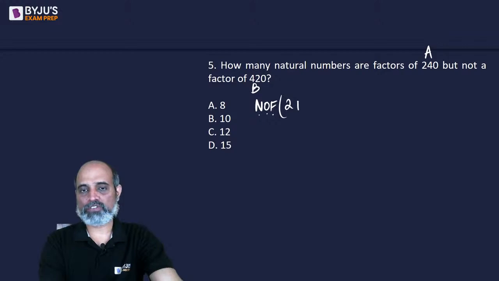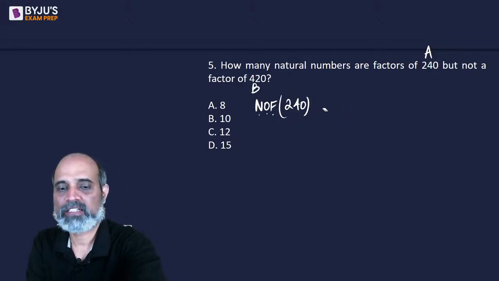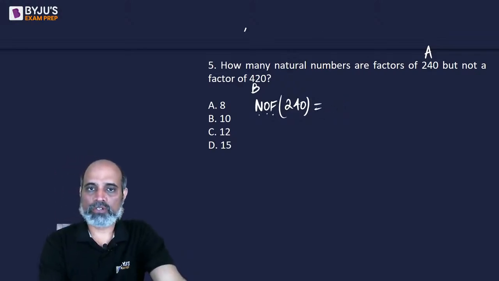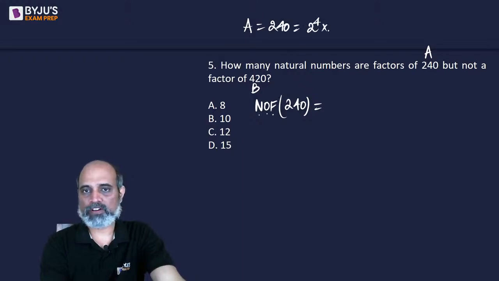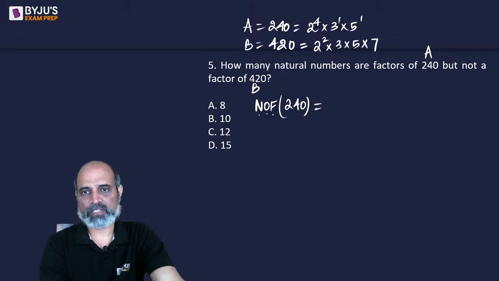Number of factors of 240 is going to be... first, let's prime factorize 240. So the number A is 240, which can be written as 2 to the power 4 into 3 into 5, power being 1 each. And the number B, which is 420, is going to be 2 square into 3 into 5 into 7.